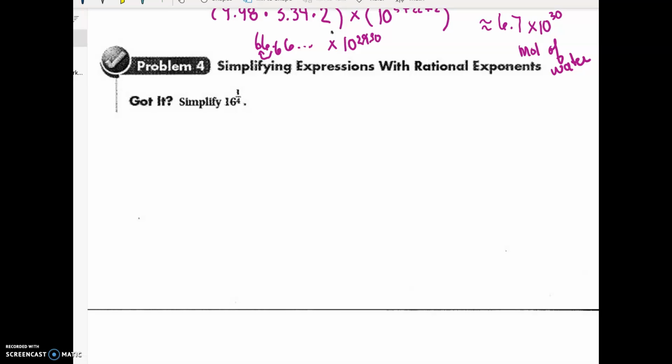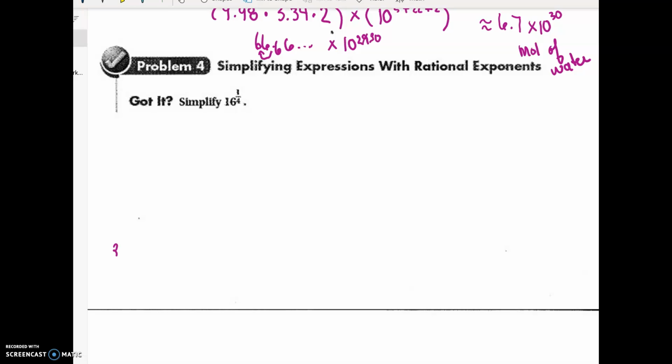So, picking up where we left off, I want to take a minute to talk about what it means to have a rational exponent. When we talk about those, we're really referring to the fact that it has a fraction as an exponent. I want to look at another example that they use from the book first.